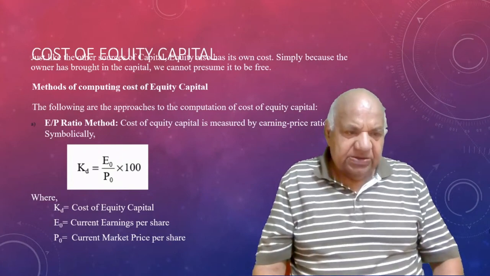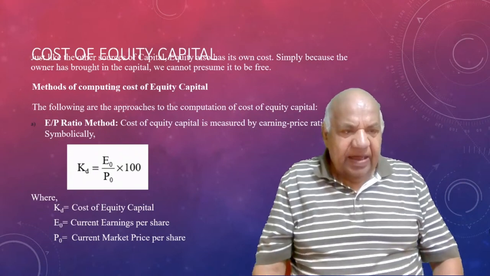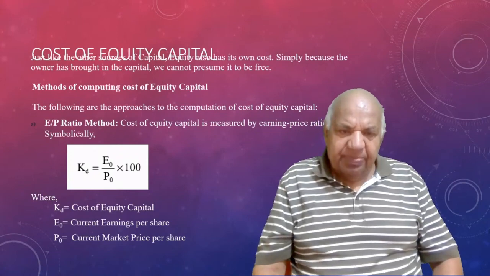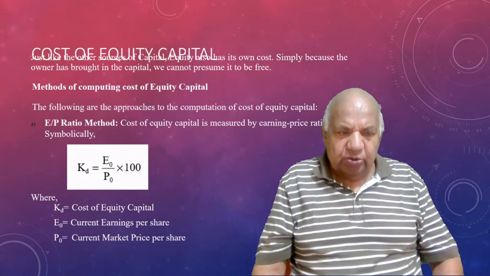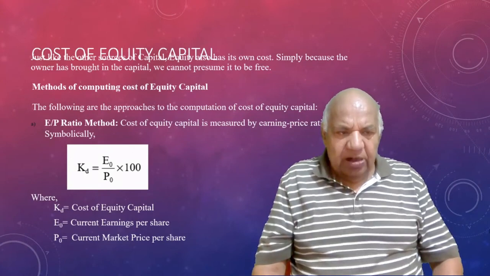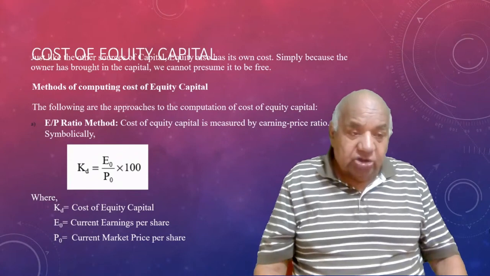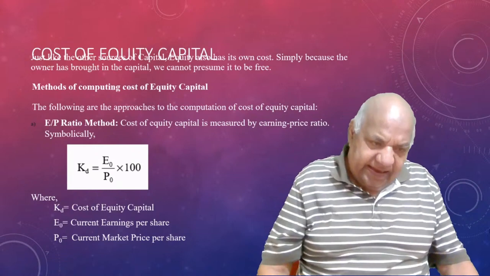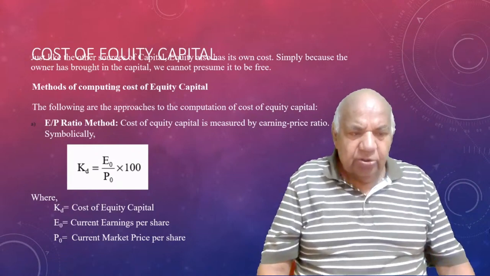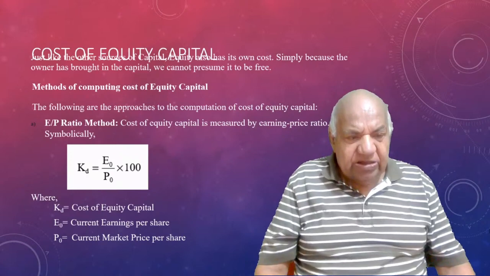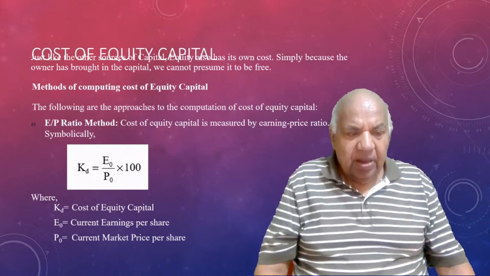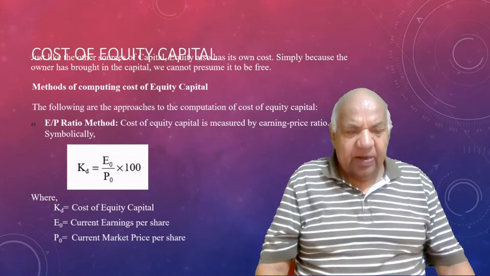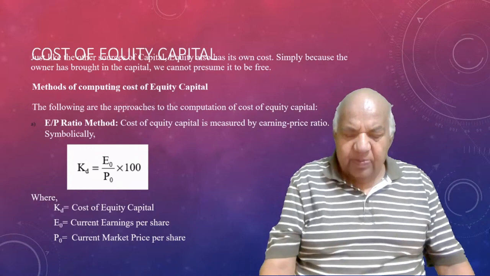The first method is the earning price ratio method. Cost of equity capital is measured by the earning price ratio. Symbolically, cost of equity capital, KE, equals E0 upon P0, where E0 is current earning per share and P0 is current market price per share, multiplied by 100.